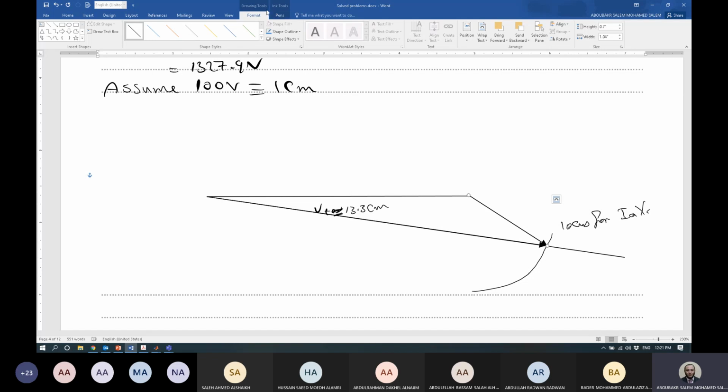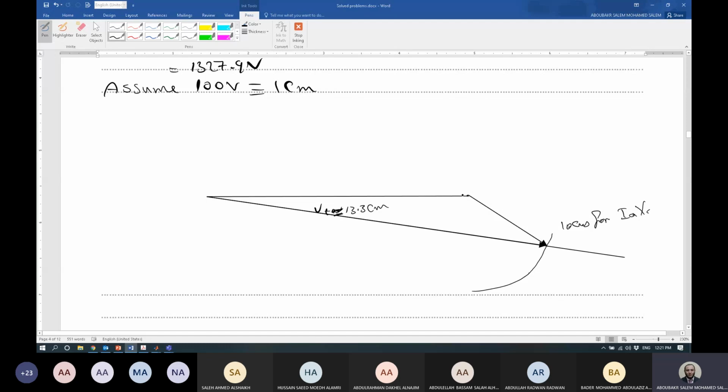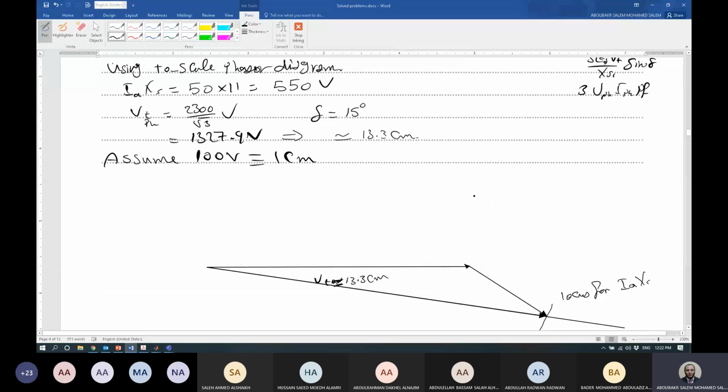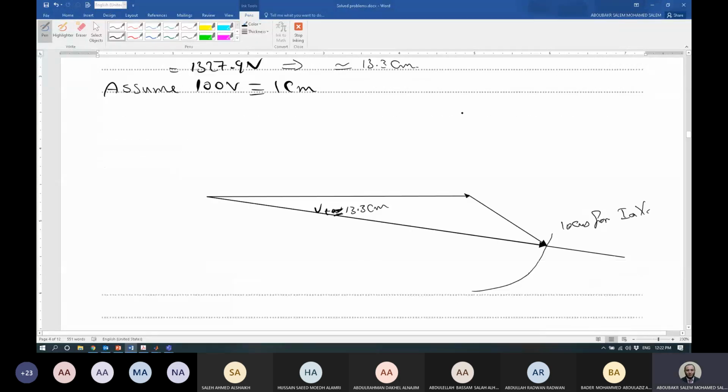So we started first with the V terminal. We know the value of V terminal, so we assumed a scale that 100 volt is equivalent to 1 centimeter. So V terminal is 1327.9 volt, which in centimeters is approximately 13.3 centimeters. So we draw here a vector of 13.3. Then we know the value of IAXS, which was 550 volt. So IAXS is equivalent to 5.5 centimeters. So here we got a locus for IAXS. We started from that point.